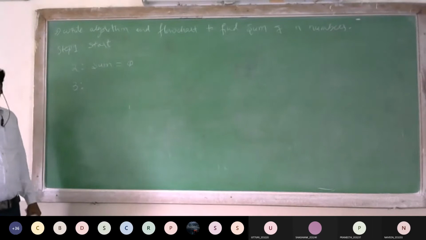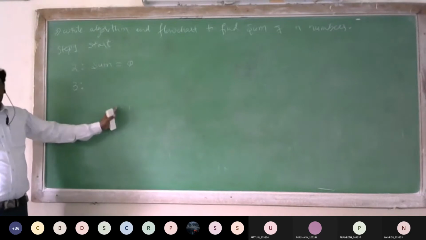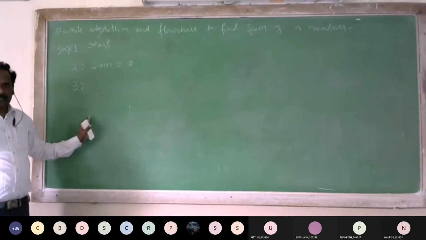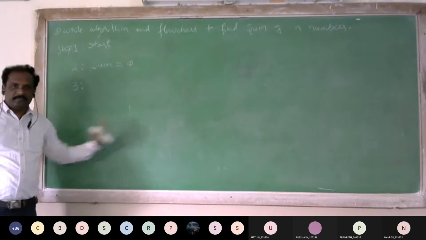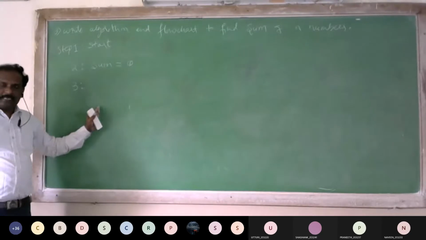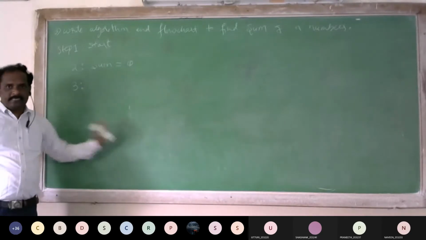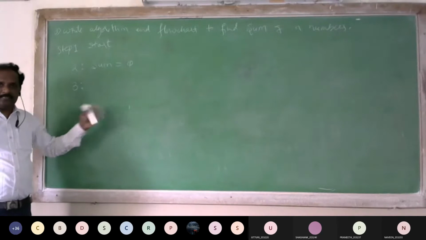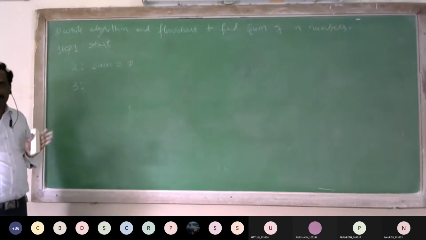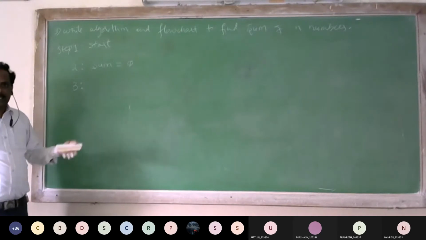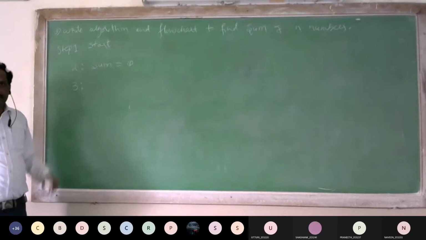The first number is 1. If n is 5, what is the output we get? 1 plus 2 plus 3 plus 4 plus 5. If n is 3, what is the output? 1 plus 2 plus 3. If n is 100, what is the sum we have to get? 1 plus 2 plus up to 100. So what is the starting number? The starting number we have to start from is 1.